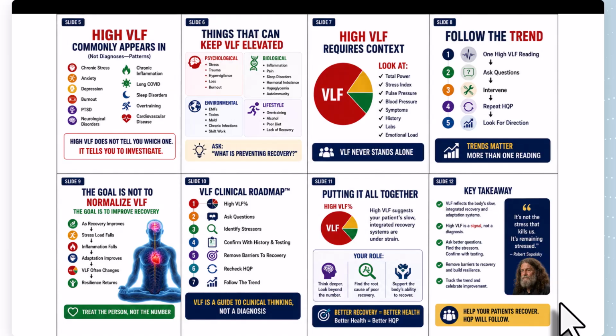And I liked one of my favorite docs out there. He teaches at Stanford. He's one of the professors there. He wrote the book Why Zebras Don't Get Ulcers. That's Robert Sapolsky down below there. It's not the stress that kills us. It's remaining stressed, being stuck, not letting it go. Okay?